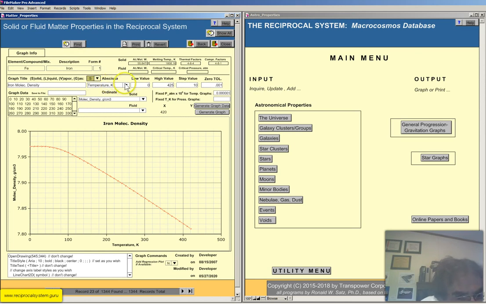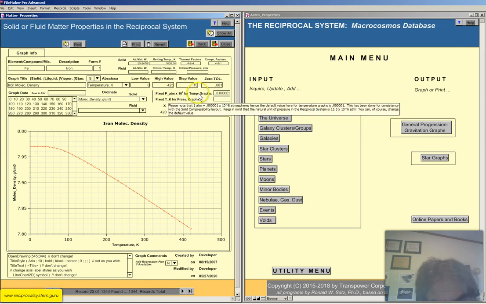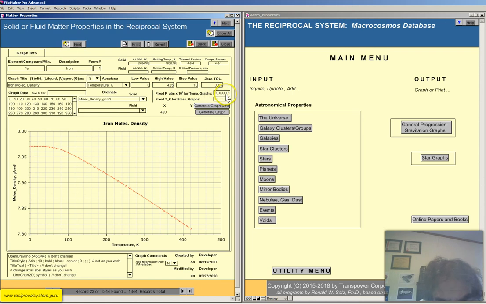And then the abscissa is going to be the temperature in Kelvin or the pressure in atmospheres times 10 to the 6, or the ionization stage 1 to Z. Z is atomic number. And then here for the abscissa, you put in the low value, which is 0, in this case, 425, in this case, for the high value, the step value, and the 0 tolerance. Okay? And then since we're doing this by temperature, then you got to fix the pressure. So pressure in atmospheres times 10 to the 9th. So this is just one atmosphere, okay?